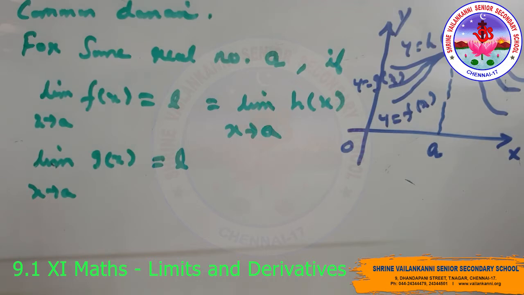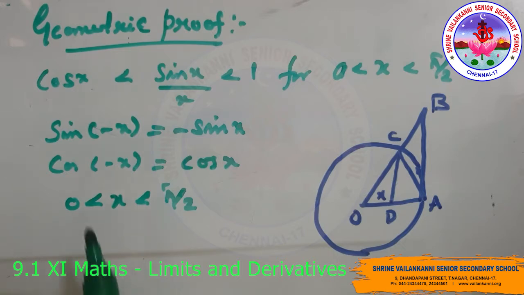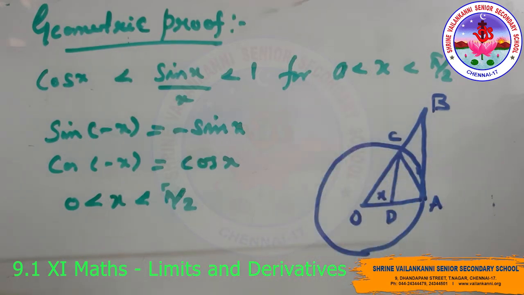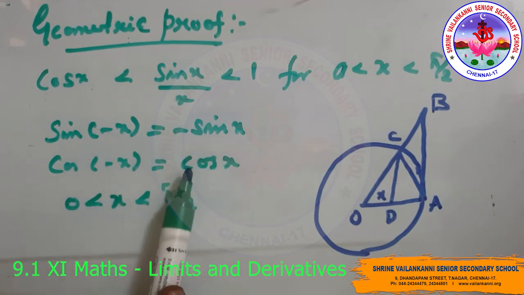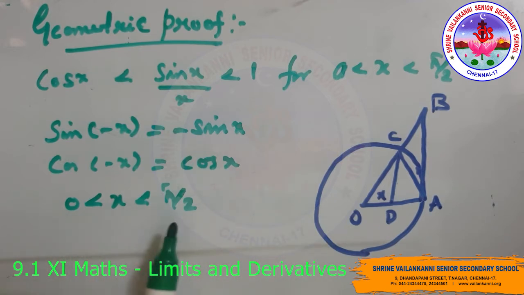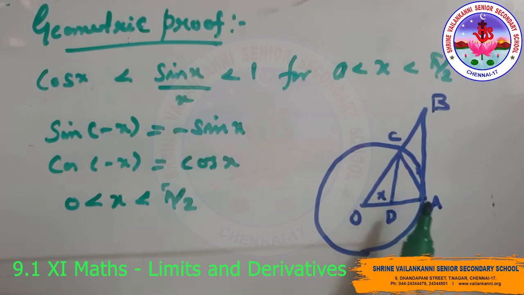Let's see the geometrical proof of the following important inequality relating trigonometric functions. sin x lies between cos x and 1, for x lies between 0 and π/2. We know that sin of −x is −sin x, cos of −x is cos x. Hence, it is sufficient to prove the inequality for x lies between 0 and π/2. So, in the diagram, O is the center of the unit circle such that angle AOC is equal to x radians, and x lies between 0 and π/2.